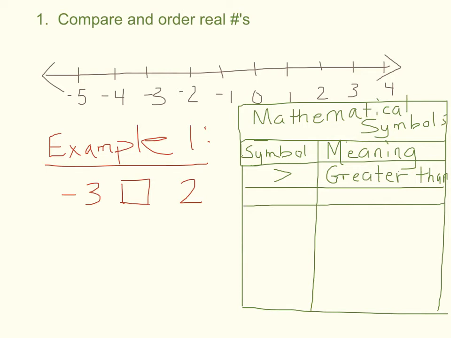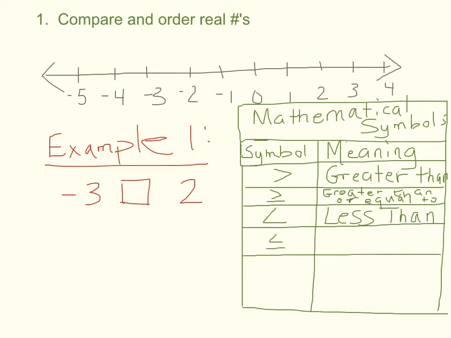The next symbol is an arrow that points to the right with a line under it. And that symbol means greater than or equal to. The next symbol is an arrow that points to the left. That symbol means less than. An arrow that points to the left with a line under it means less than or equal to. And last, of course, we have the equal symbol.